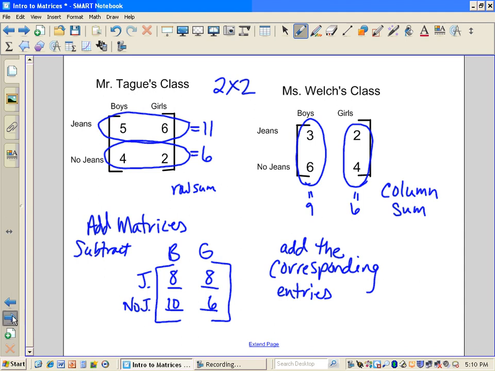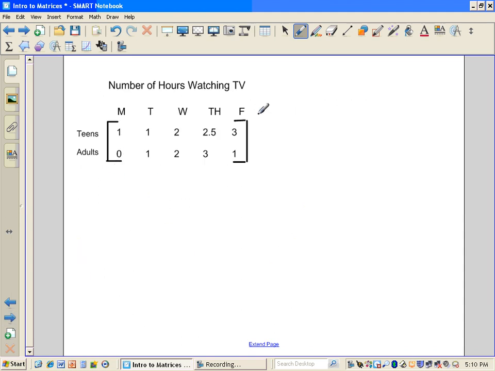The next thing we can do is we have this matrix here. Hopefully you're saying to yourself, this is 2 rows by 1, 2, 3, 4, 5 columns. So this is a 2 by 5 matrix. And we have number of hours of watching TV. So sometimes matrices have titles, just like a graph would, or a table. And we have information here.